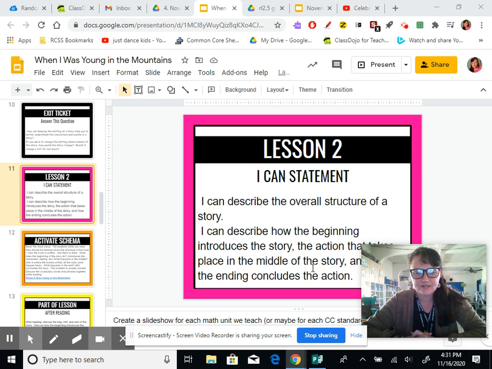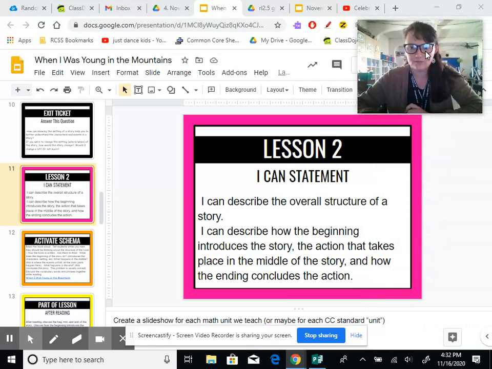This is lesson 2 of When I Was Young in the Mountains, and this is for November 17th, 2020. And what we're going to do today is talk about a couple of things from the story. So the first thing is our I can statement: I can describe the overall structure of a story.